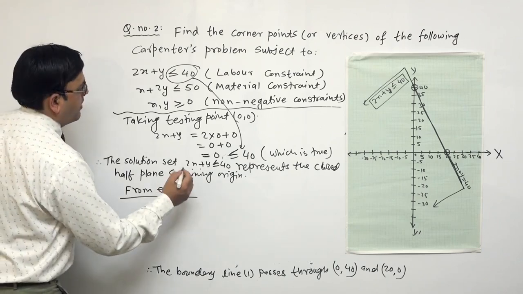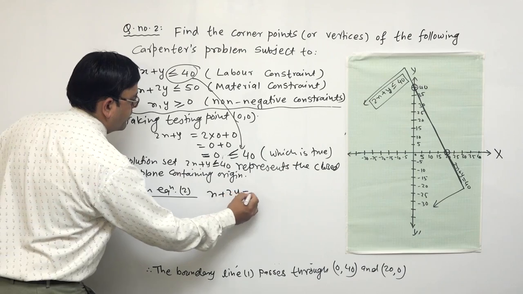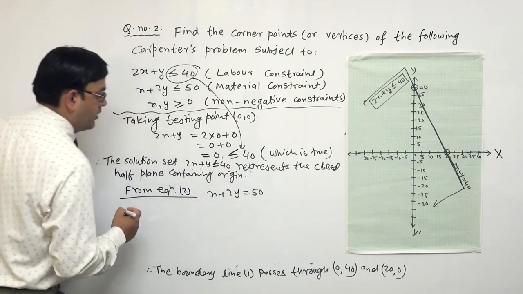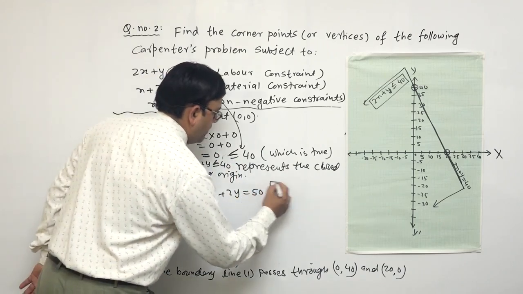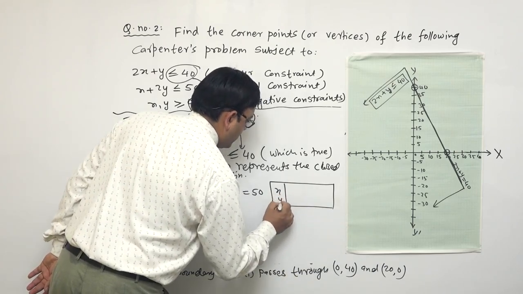So we have the equation 2, x plus 2y equals 50. Let's draw one table here where x and y are the two variables.